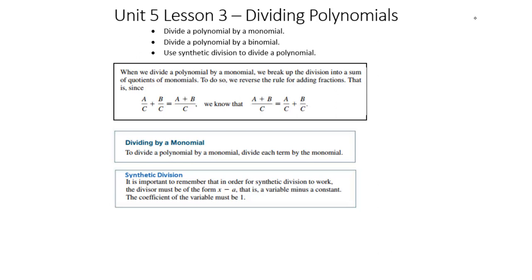I'm Professor Blackman. In this lesson, we're going to be talking about dividing polynomials. We're going to divide a polynomial by a monomial, divide it by a binomial, and then we're going to use synthetic division to divide certain types of binomials.